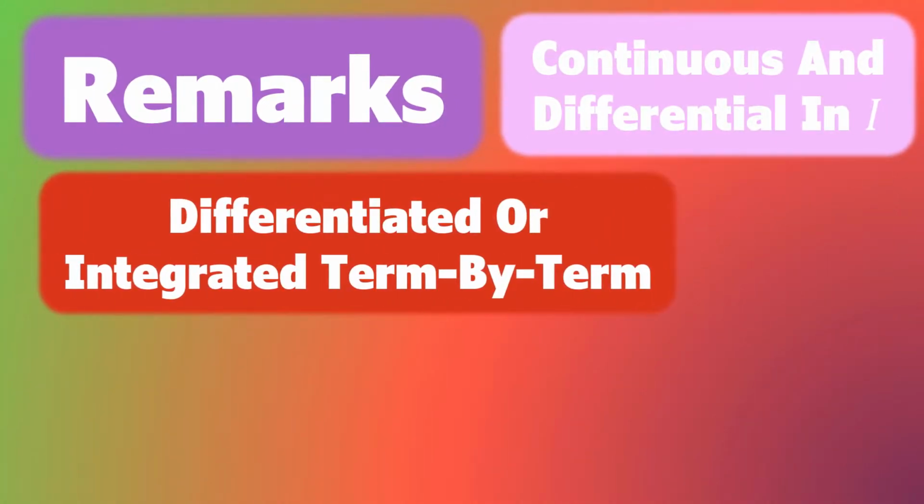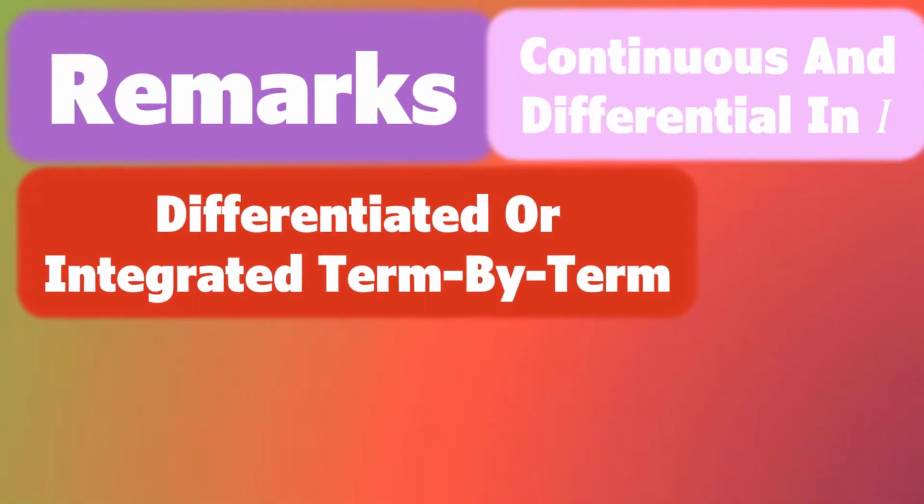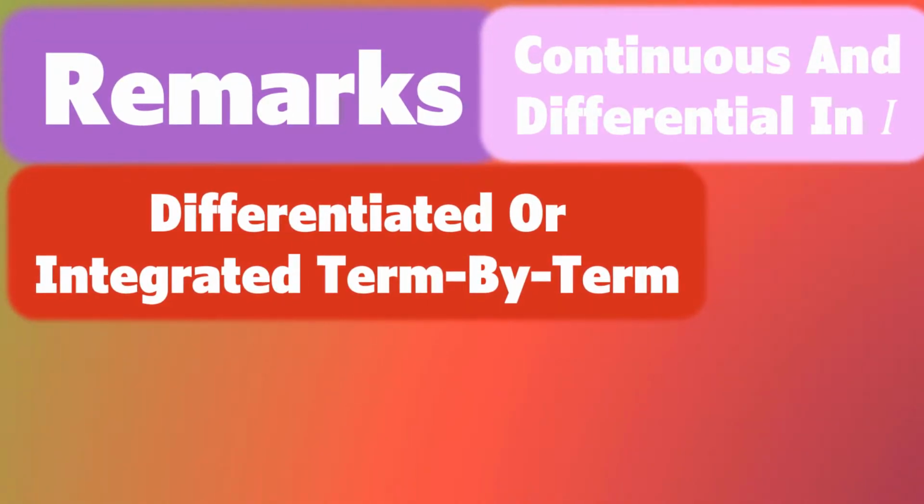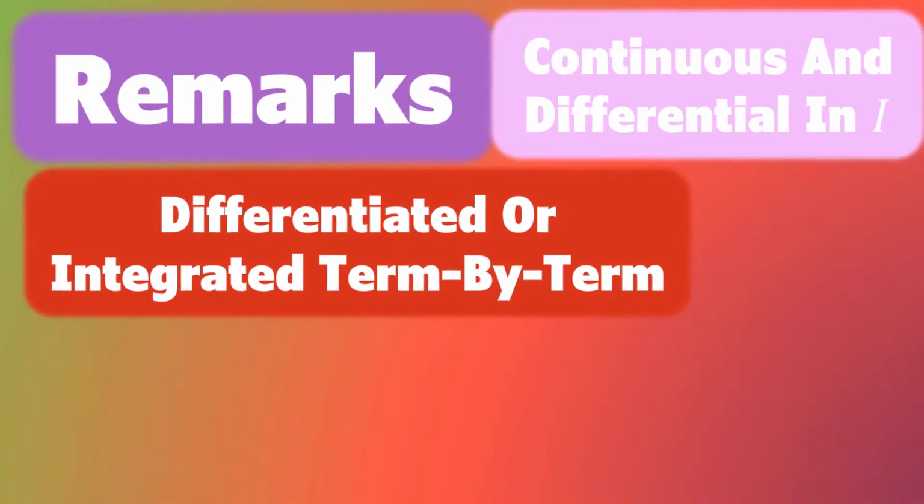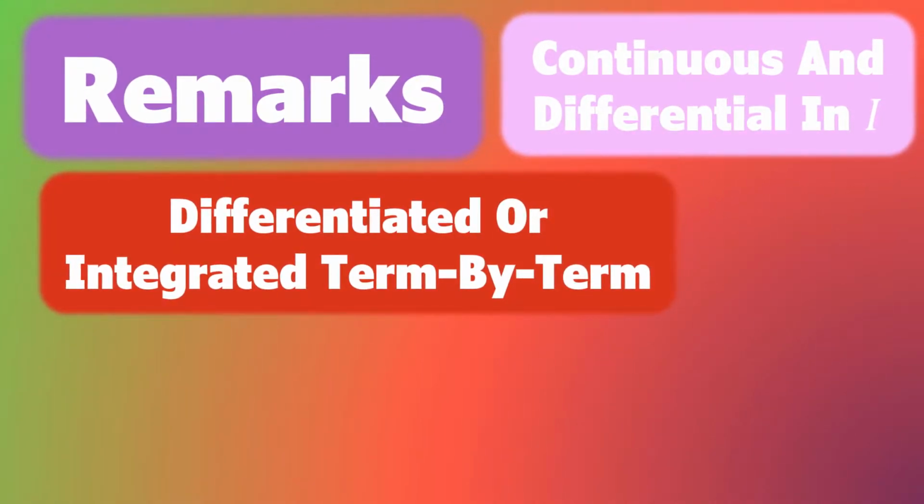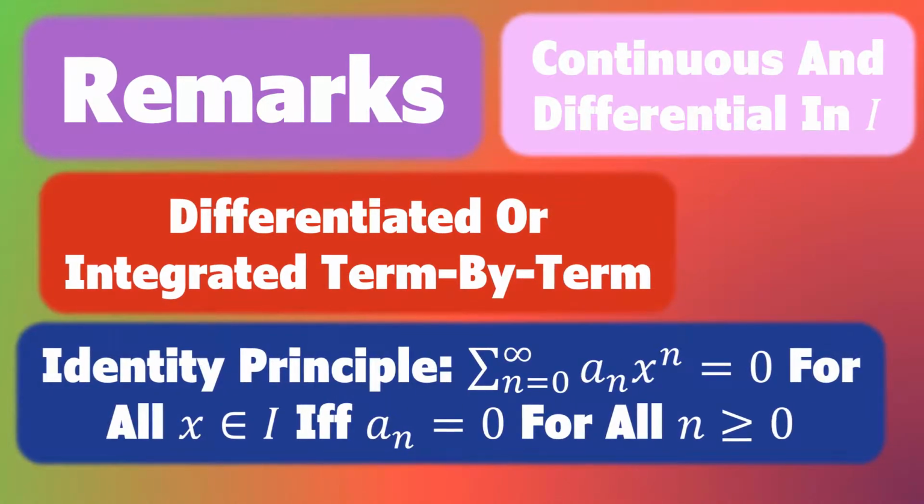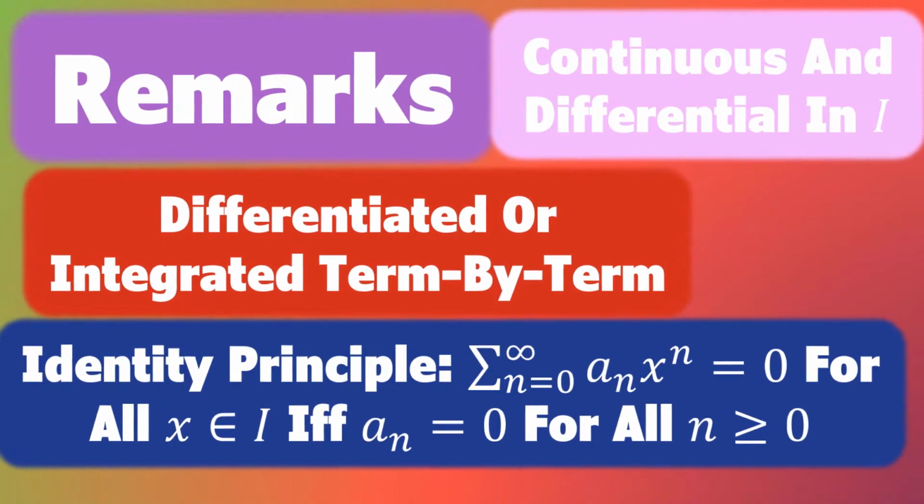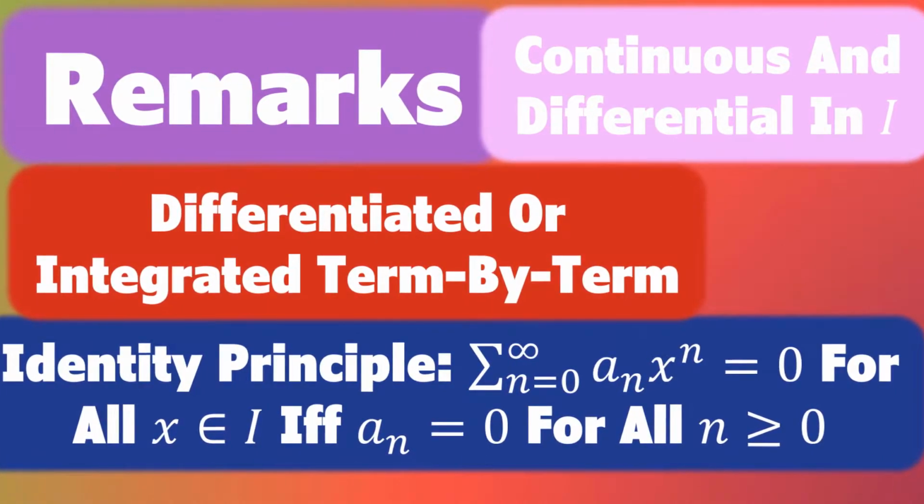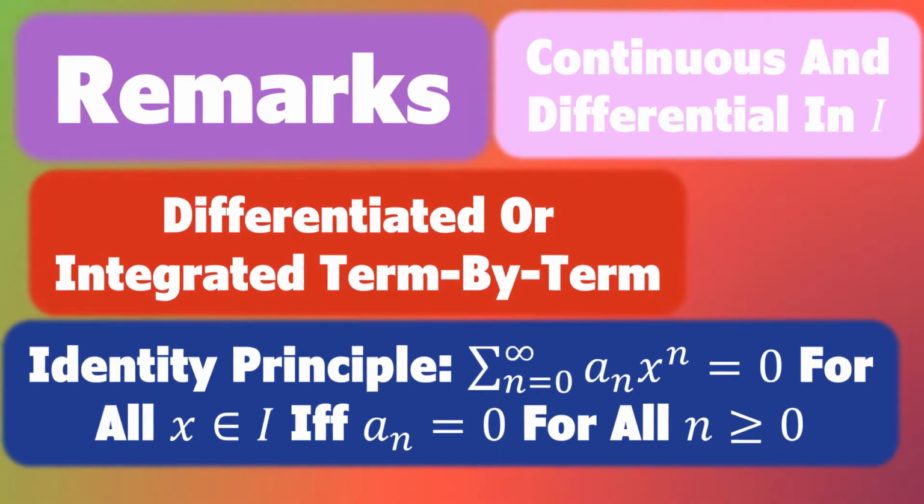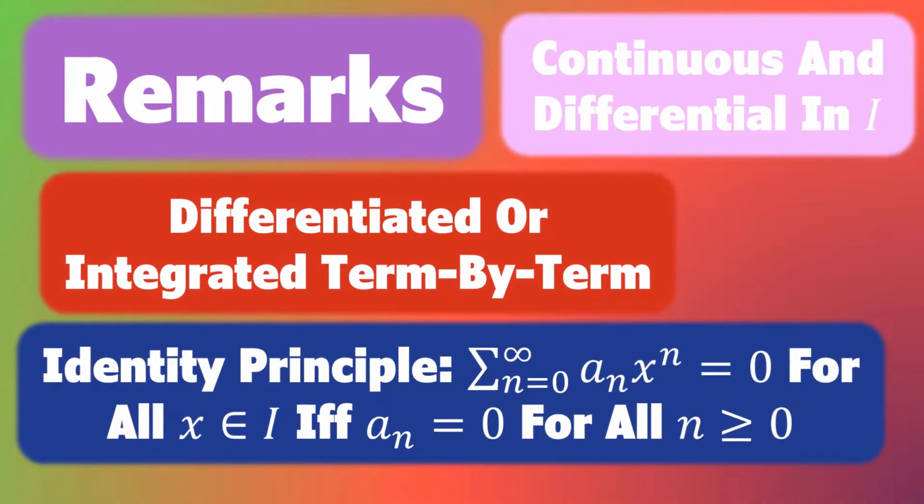Further, the series can be differentiated or integrated term by term, and the resulting power series will have the same radius of convergence. An important result is the identity principle, which says that the power series equals 0 for all x in the interval I if and only if all of the coefficients equal 0.